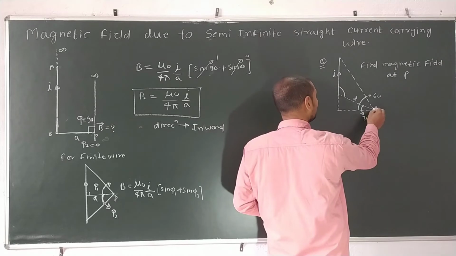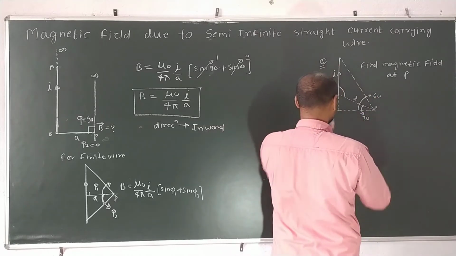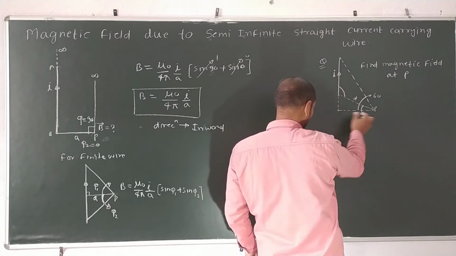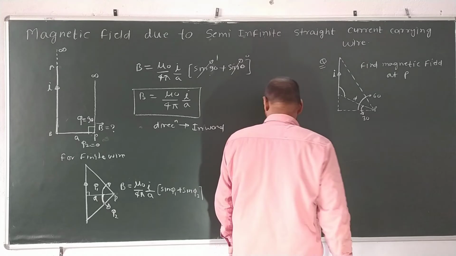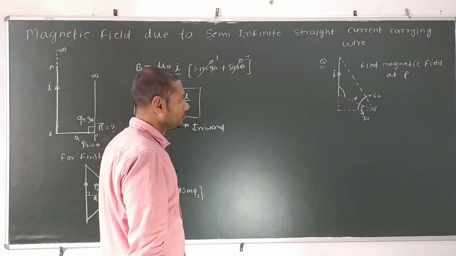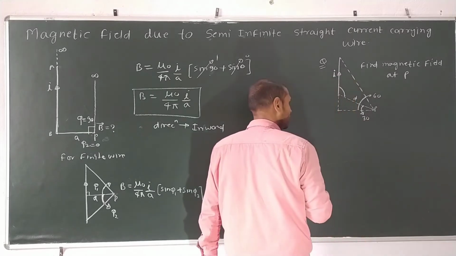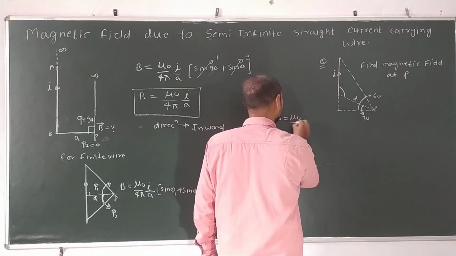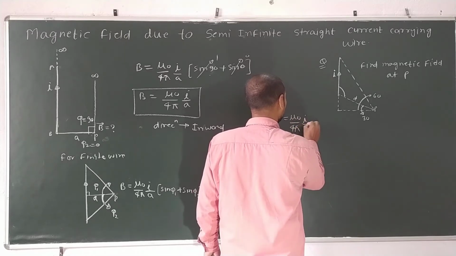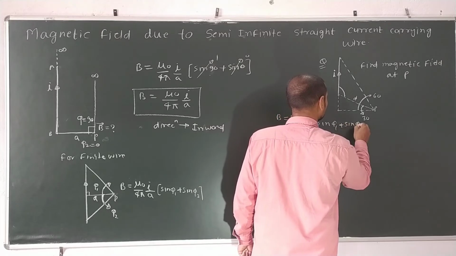What is the value of magnetic field at a point P? Let us see here. We know that this one is a straight current carrying wire, and we have to find the magnetic field at a point P. We use this concept. So we have to find out the value of phi 1 and phi 2. First, we know that the magnetic field becomes mu naught upon 4 pi, I upon A, sin phi 1 plus sin phi 2.